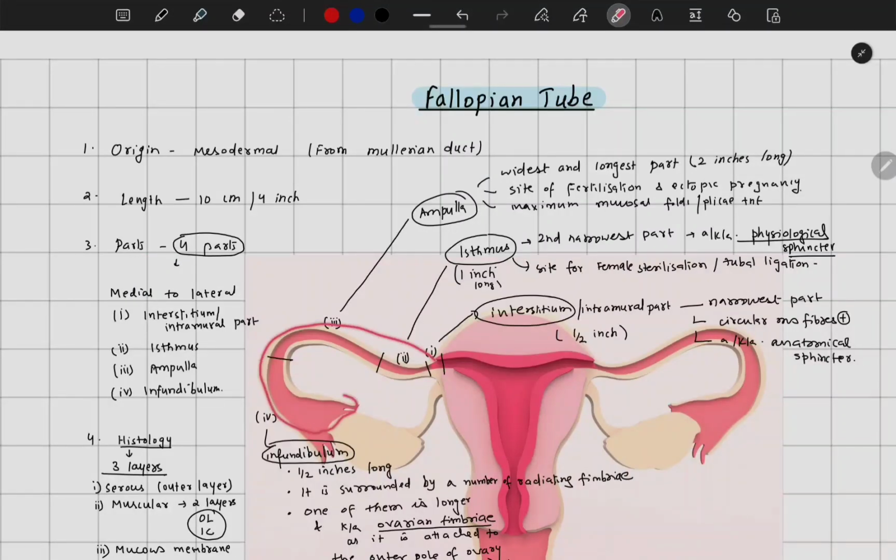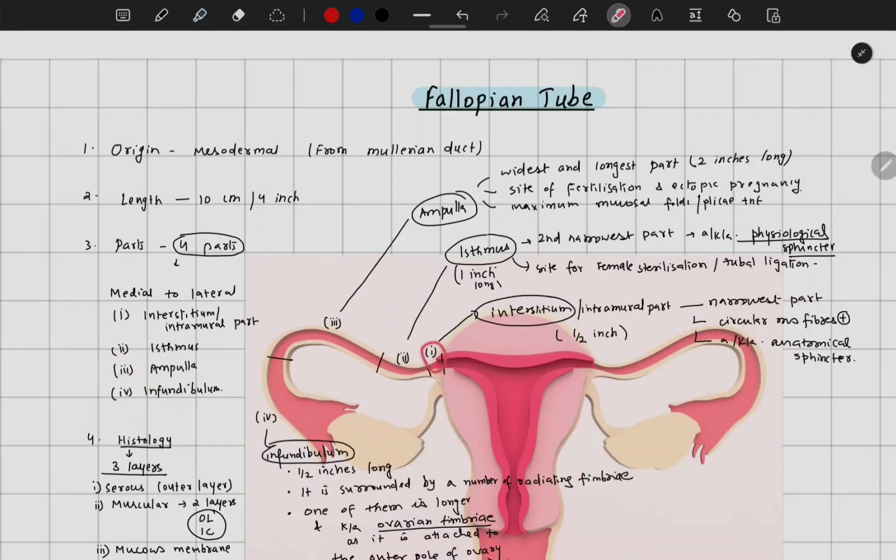We can see this is a fallopian tube. It is divided into 4 parts. The medial most is the interstitium or the intramural part. The next is the isthmus, the next is the ampulla, and the fourth is the infundibulum. Now we are going to study in detail about these 4 parts, in this 4 inches as we have studied.